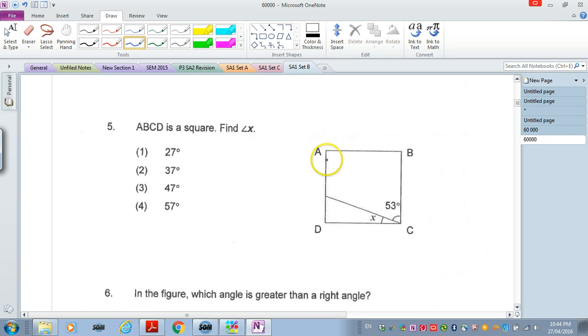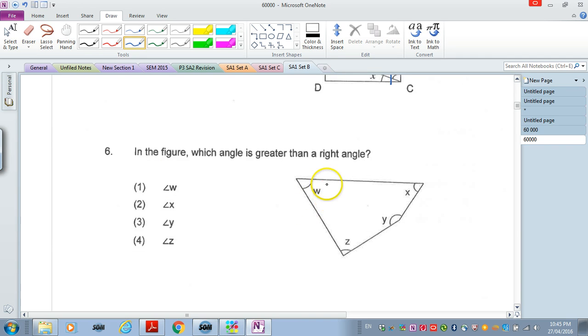ABC is a square. A square has right angles, and the right angle is 90 degrees. So 90 degrees minus 53 degrees, and my answer would be 37 degrees. Option number 2. Which angle is greater than a right angle, which is 90 degrees? The answer would obviously be angle Y.